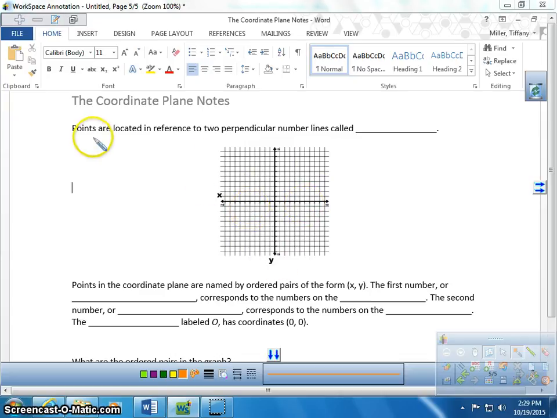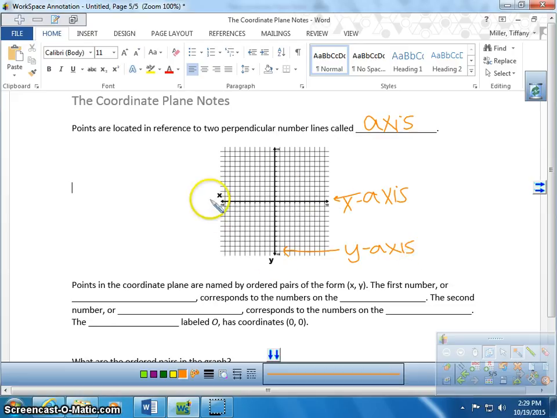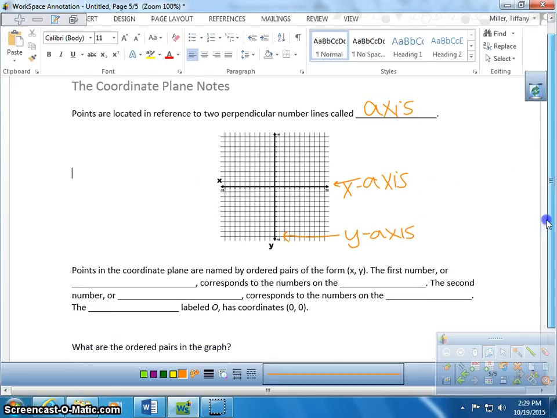Okay, so it says the points are located in reference to two perpendicular lines called axes, plural. The horizontal one here is the x-axis. The vertical one is the y-axis. Okay, and that's all we'll see. We'll see an x-axis and a y-axis.